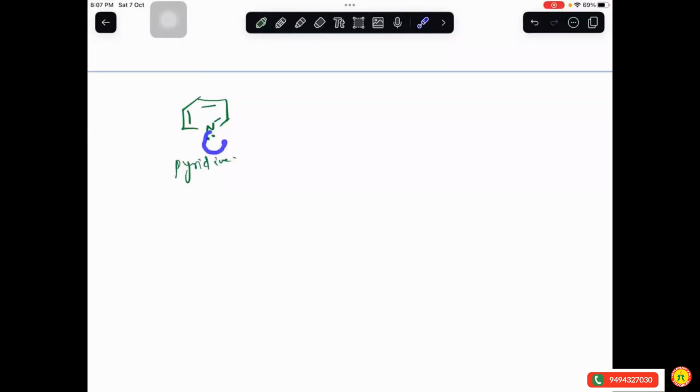See, this lone pair is not participating in the conjugation because it is in an sp2 orbital, out of play. These three pi bonds are in the conjugation, but this lone pair is not, so no need to consider the lone pair here. Therefore, the total is three pi bonds, 3 into 2, that is 6 pi electrons. How can I write it? 4 into 1 plus 2 pi electrons. Therefore, it is aromatic.